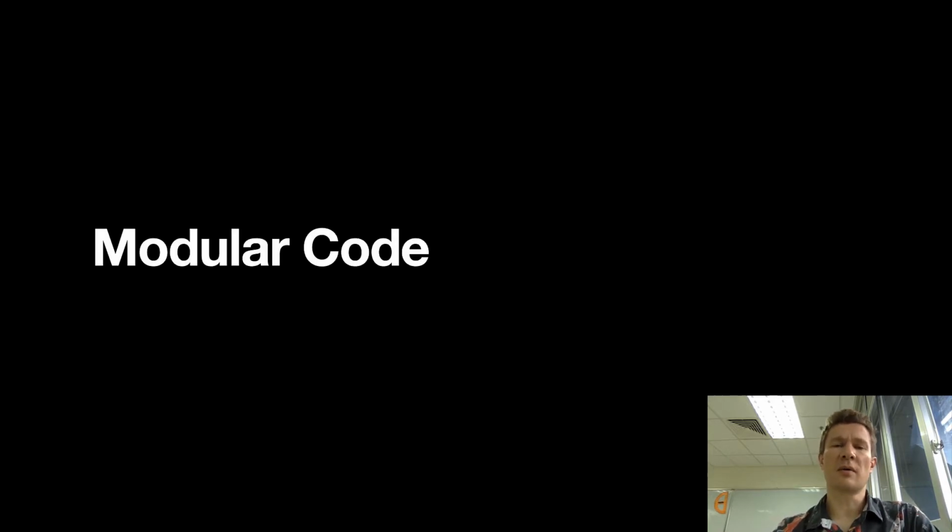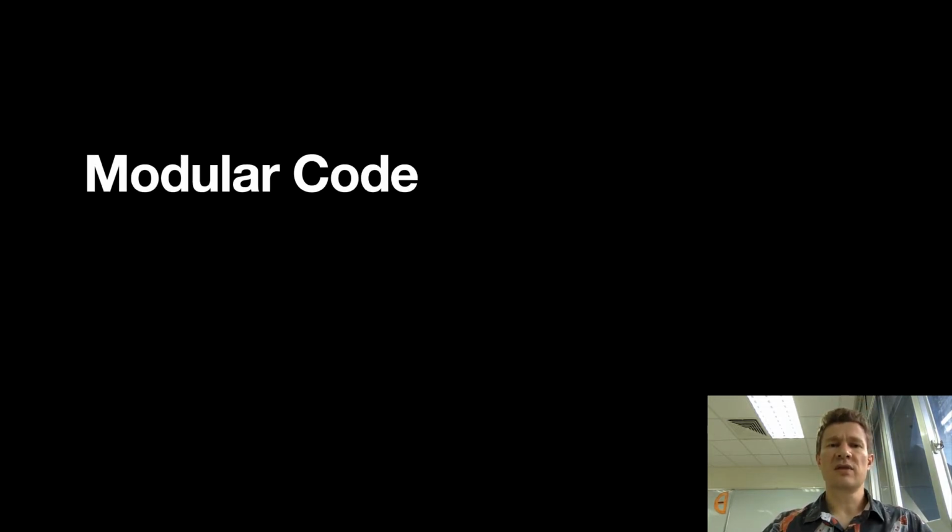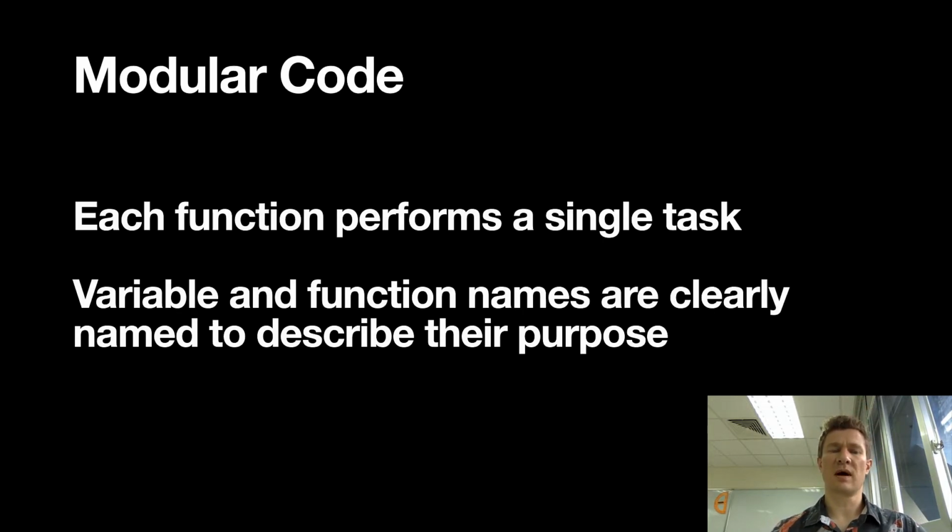So when we talk about modular code, we're looking for a couple things. One thing we're looking for is functions that each perform really a single task that is what you're trying to accomplish in your program. The second thing is that variables and function names are clearly named to describe their purpose as best as you possibly can. The goal of modular code is to make your code easy to read and well organized.